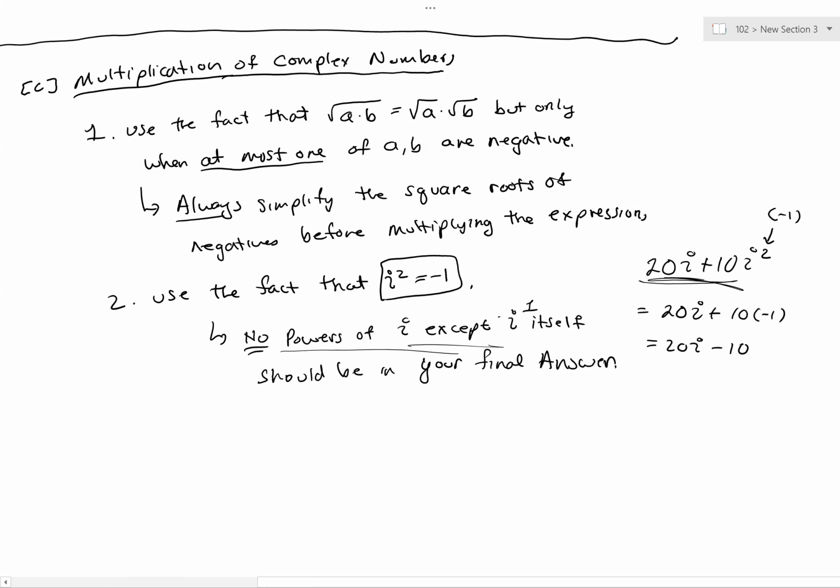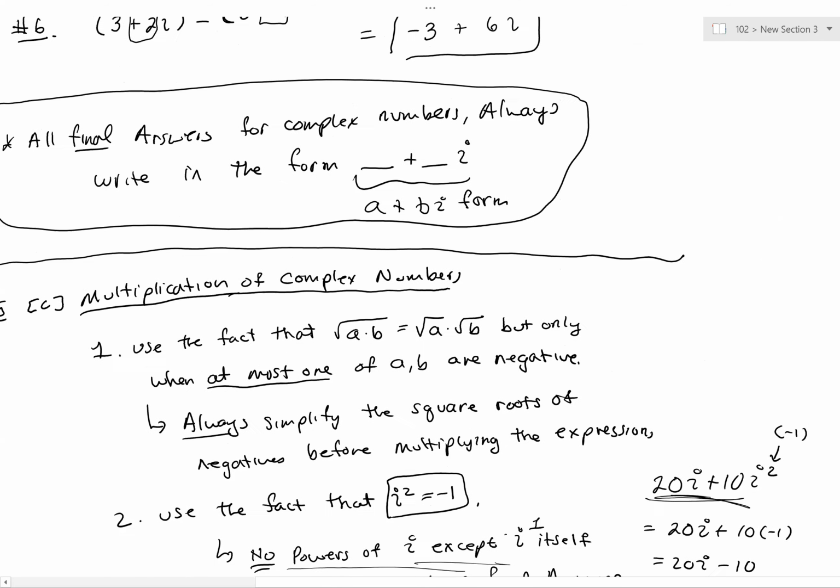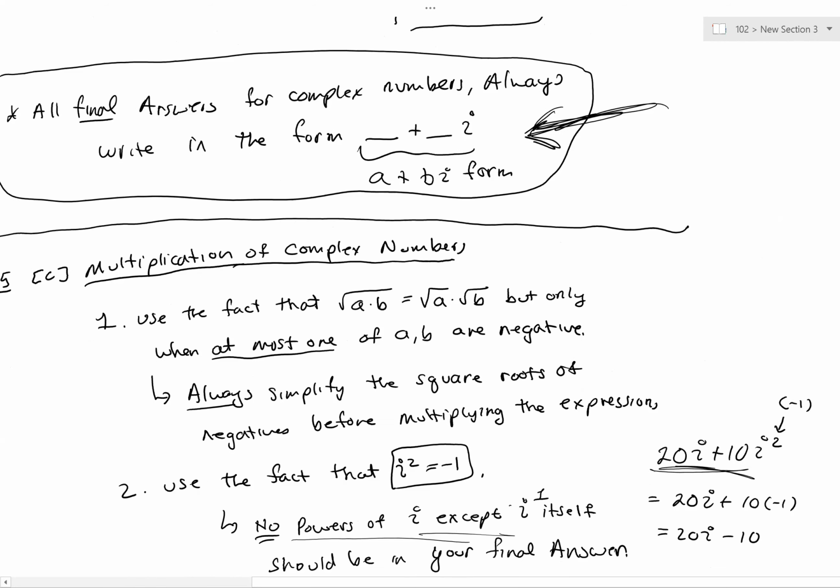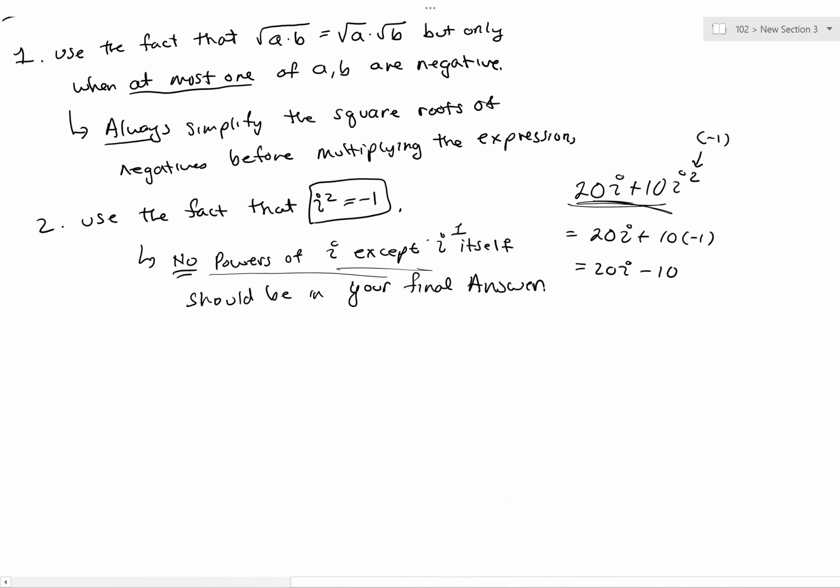And then I would rearrange it to put it in, again, I'm going to scroll up for a sec, right here, a plus bi form, which means we want the real number part first. It's just standard to write it that way. So the real part of this complex number is -10. And the imaginary part is 20. So we're going to have 20i. So if what you started with is 20i plus 10i squared, okay, you'd want to reduce it to this last expression here.